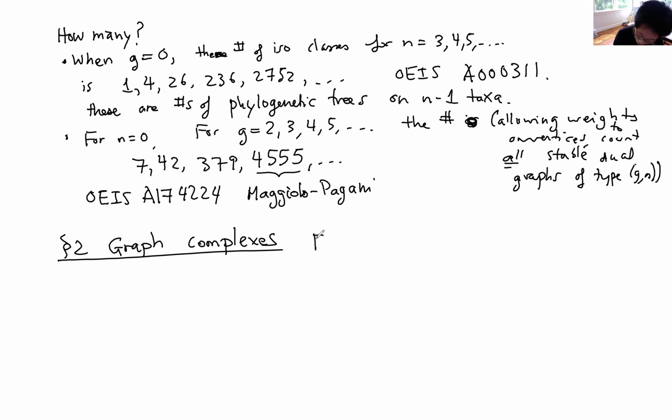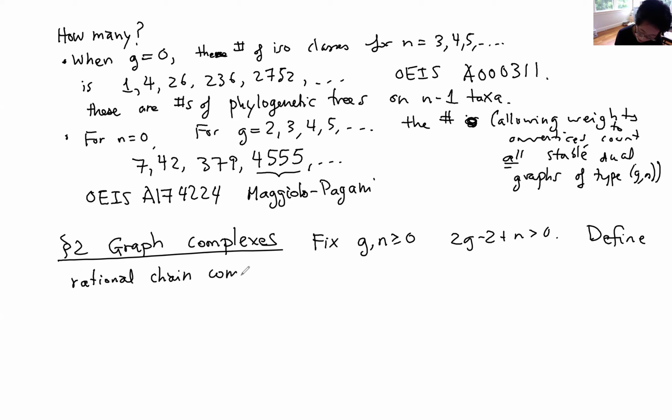All right, so for this entire theory to be non-empty, or to have any hope of being non-empty, let's fix integers g and n with 2g minus 2 plus n positive. And my next goal is to define a rational chain complex, a finite chain complex over Q. I'll write it G^{g,n}.